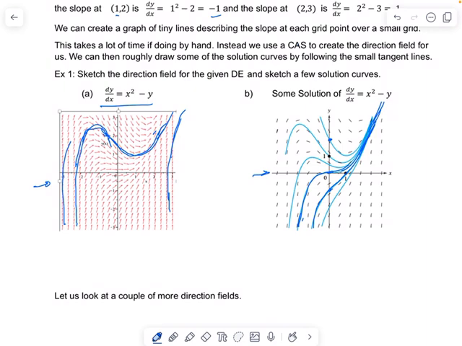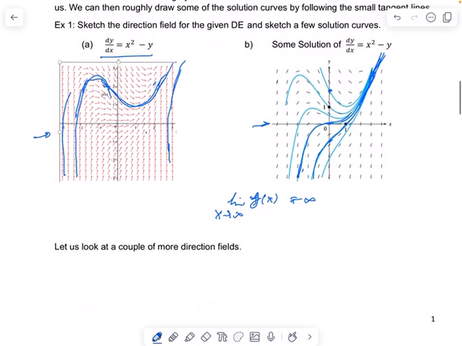Sometimes we will see that as x goes to infinity, we can find the limit of the function. Let me say, not this function, the limit of the actual function, so the limit of y of x as x goes to infinity. So what is that? In this case, it will be infinity, because these are all going to go to infinity. But let us now look at a couple more direction fields.